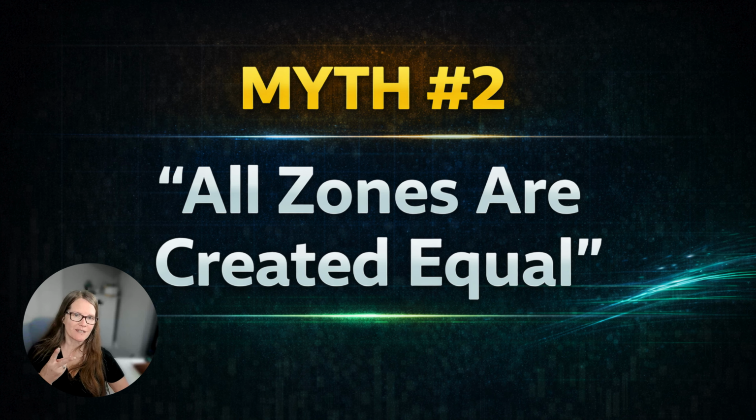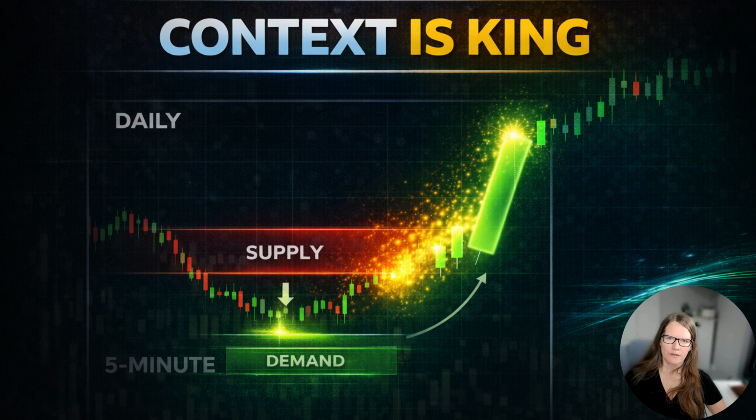Myth number two is this, that all zones are created equal, or that you could use a zone created on a 5 minute chart for a swing trade that you're trading off of a daily chart. This is not the way we trade supply and demand. So let's debunk the second lie. The belief that all zones carry equal weight, that a zone that you might have found on a 5 minute chart you could use to swing trade a daily chart. No, that is the fastest way to blow up your account.